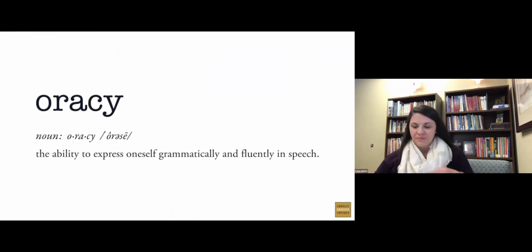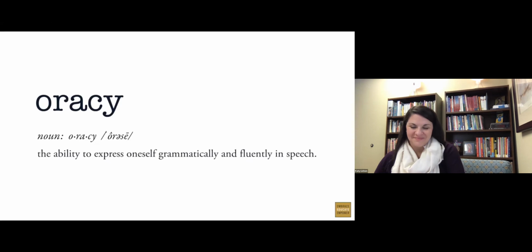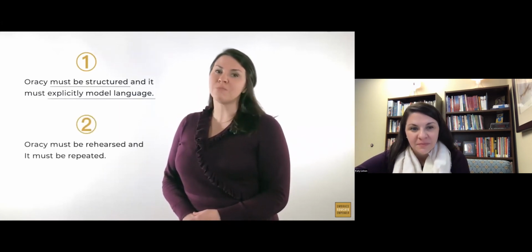First, let's define Oracy. Oracy is the ability to express oneself grammatically and fluently in speech. We all know that talking is the gateway to reading and writing, and yet we do not often focus on developing strong speaking and Oracy skills in our lessons, but we should. Purposeful and productive talk leads to deeper meaning. When planning for Oracy activities in your classroom, please keep 2 things in mind. Number 1, Oracy must be structured and it must explicitly model language. 2, Oracy must be rehearsed and it must be repeated.